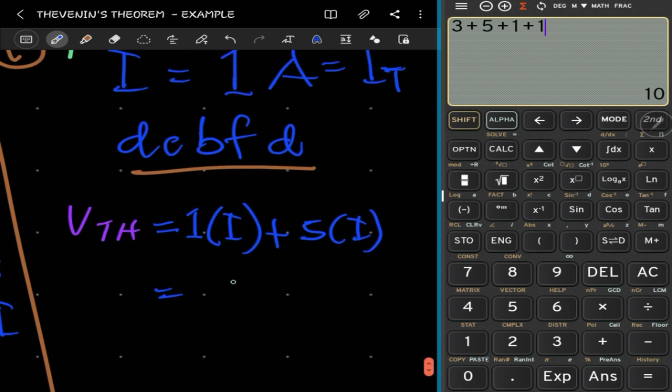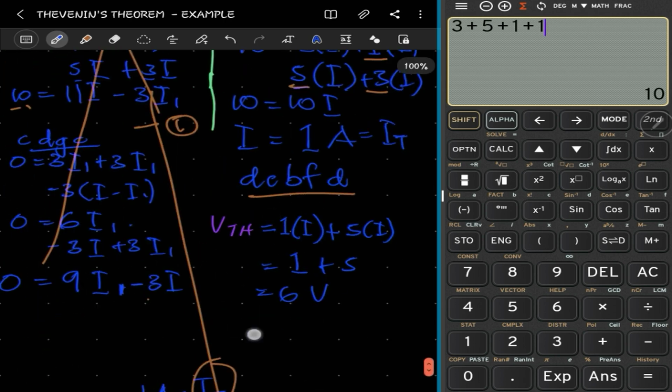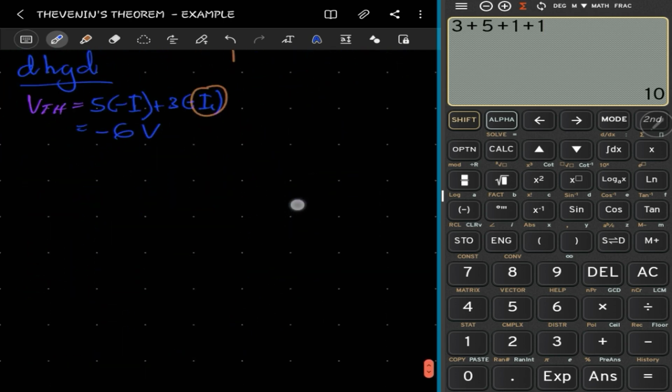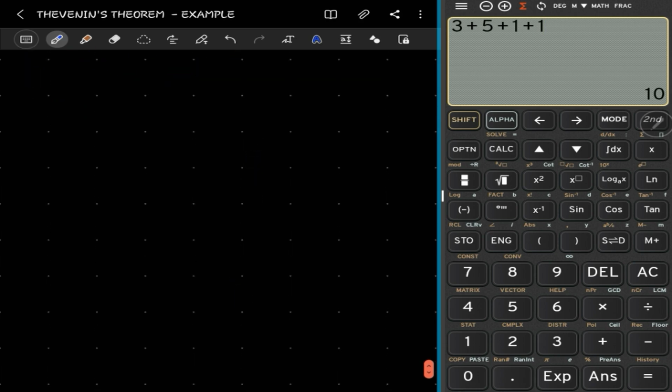So VTH is equal to, let's see, I is 1. So we end up getting 1 here. I is 1, right? Plus I is still 1, 5. So we end up getting VTH equal to 6 volts. Clearly, this is what we have, right? 6 volts. Right? And looking at what we know about the Thevenin, we can simplify the diagram to something of this sort.